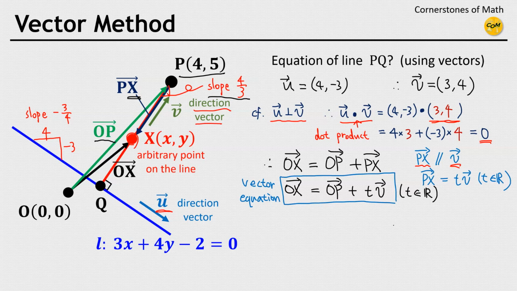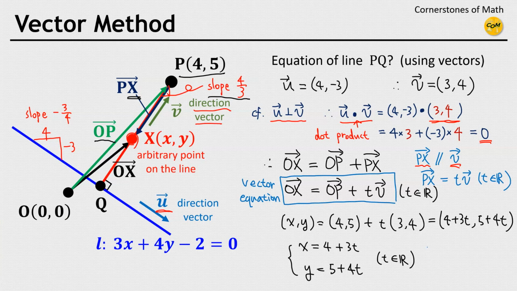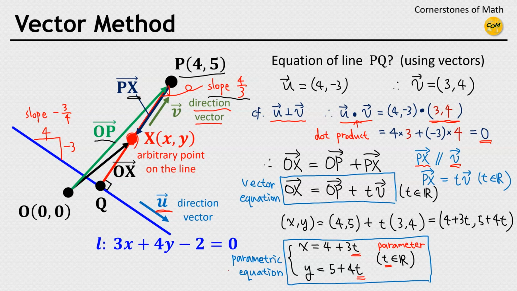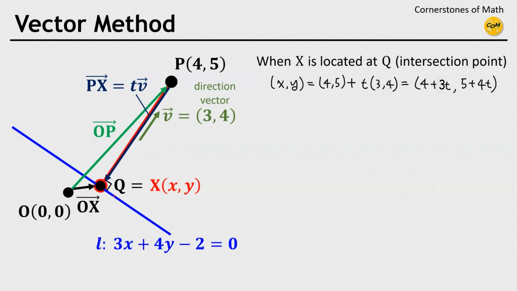If we rewrite this expression using coordinates, we have (x, y) equals (4, 5) plus t times vector (3, 4). So (4 plus 3t, 5 plus 4t), which can be also written in this format. This is the parametric equation of line PQ, where x and y are given as functions of parameter t. Using this, let us think about how we can find the intersection point Q.